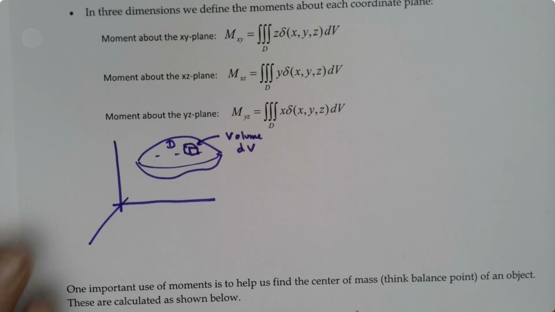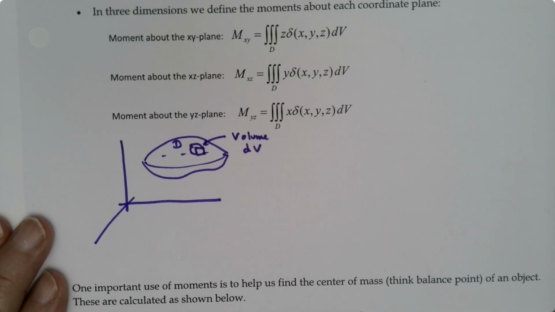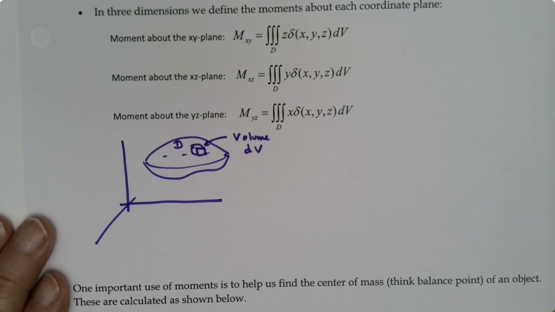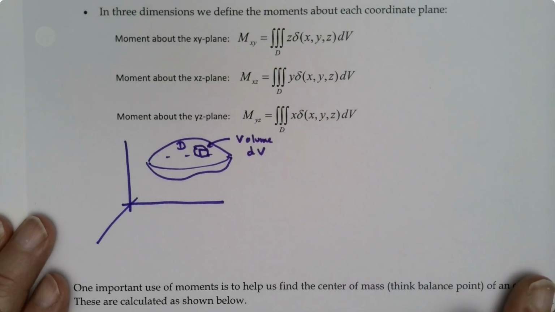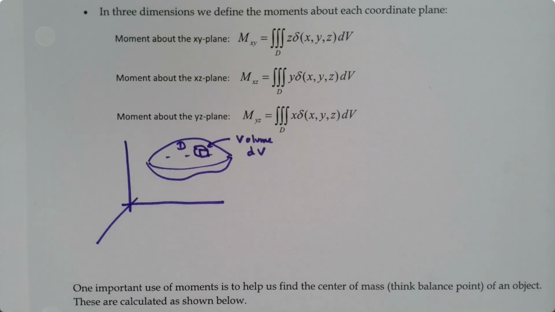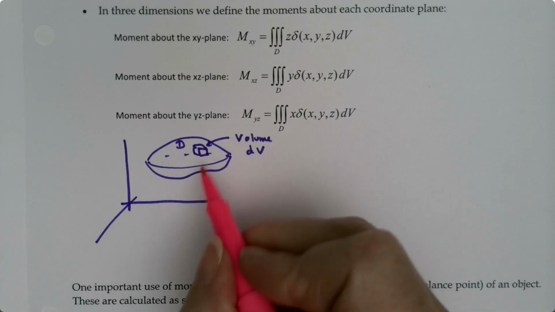All right. Then we have density, which is delta of x, y, z. So there's our density function. And then I'm just going to show one of these, but they all work very similarly. So just trust me on this.